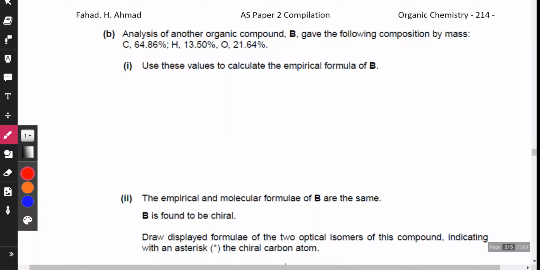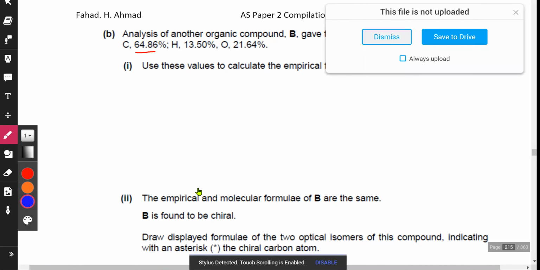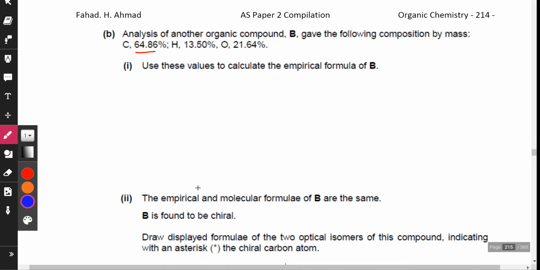You have to find the empirical formula. How do you find the empirical formula? Divide by the atomic mass, which is going to be 12 over here, and the other one is H which is 1, and oxygen is 16, right? Can you even do this?